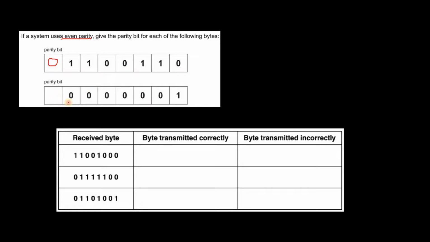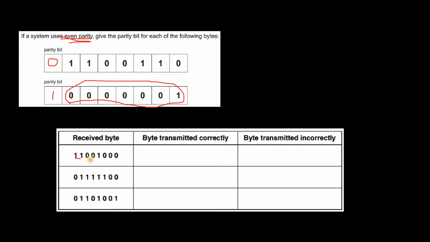Okay, here in data, how many ones are there? Only 1. That is odd, but the system needs even parity. What is going to fill here? It is 1. Okay, hope it's very well clear about it. Then this example, still it is using even parity. Byte received, byte transmitted correctly, byte transmitted incorrectly.